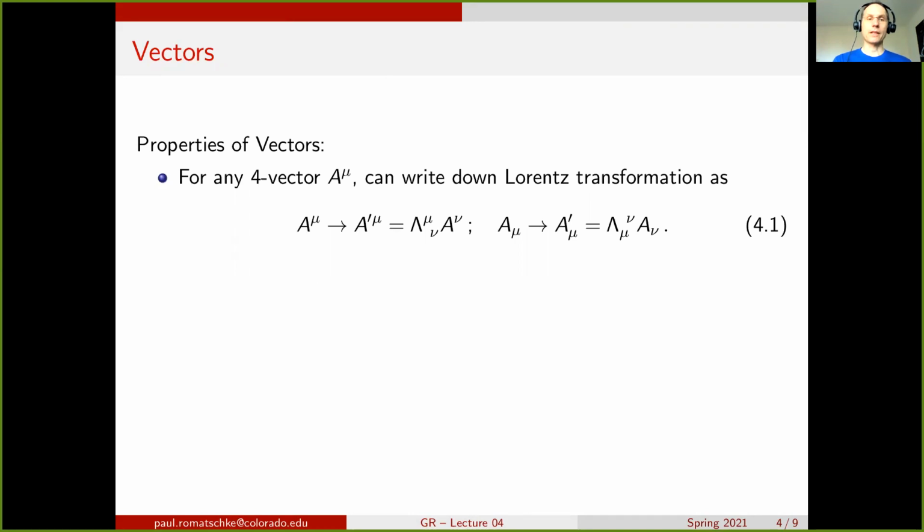A property of a vector is that for any 4 vector, we can write down the Lorentz transformation of the object simply by saying that if we do a Lorentz transformation, the vector A mu changes to the vector A prime mu, which is given as the Lorentz transformation matrix lambda mu nu contracted with the original vector A nu. Similarly, the vector A with index downstairs, recall that this is not the same as the original one because of the minus signs of the Minkowski metric, transforms as A prime mu with the Lorentz transformation matrix with lower and upper indices contracted with the original vector with downstairs index.